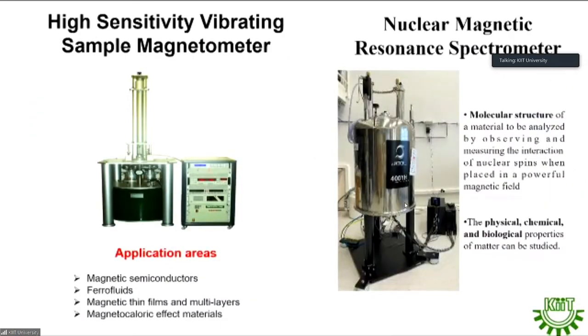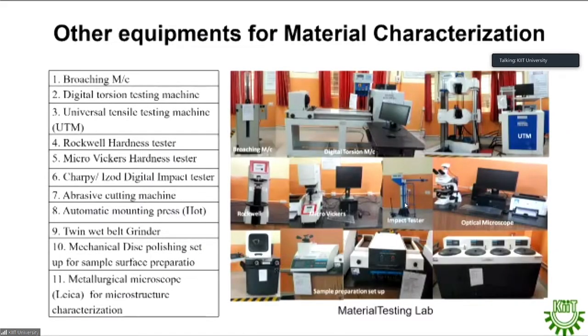We also have a high sensitivity vibrating sample magnetometer and a nuclear magnetic resonance spectrometer. The molecular structure of any material can be analyzed by observing and measuring the interaction of nuclear spins when placed in powerful magnetic fields. And the high sensitivity vibrating sample magnetometer has its application particularly in the field of magnetic semiconductors, ferrofluids, magnetic thin films and multilayers, and magnetocaloric effect materials. So we have other equipment for the characterization of any sample or material.